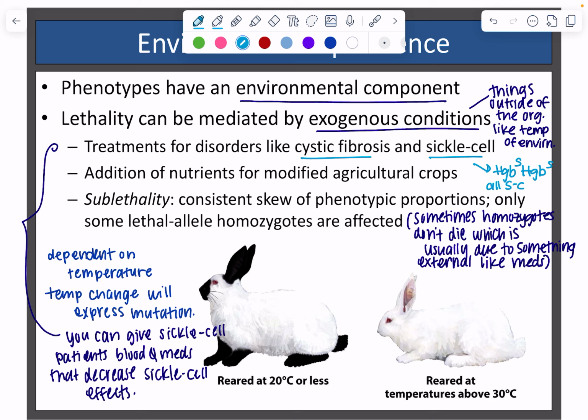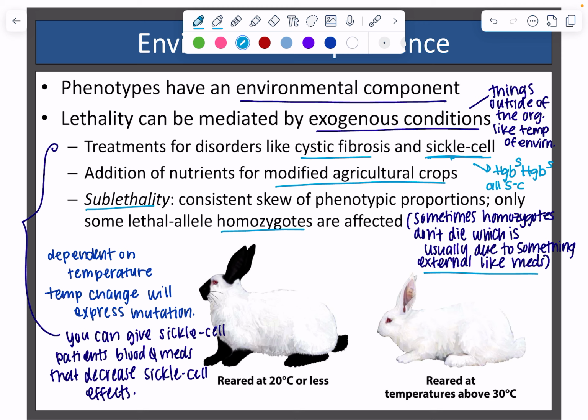And the same is true in, apparently, modified agricultural crops. Who knew? Sublethality, consistent skew of phenotypic proportions, only some lethal allele homozygotes are affected. So sometimes homozygotes don't die in these progenies, even though they're homozygotes that are affected by the lethal allele. And that's usually due to something like meds, which is exactly what I was talking about here with the hemoglobin sickle cell anemia.